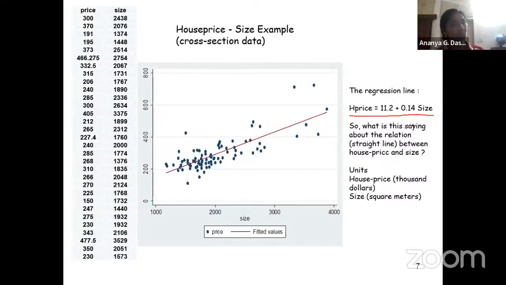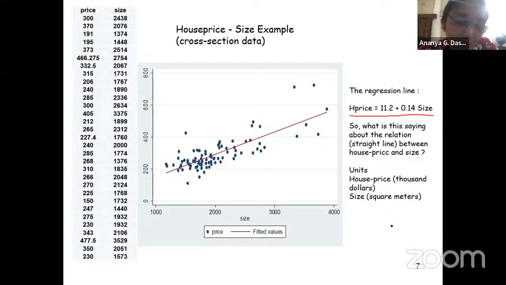Okay, so I'll come to how we got this straight line a little later. This data has been used to get this straight line. Right now, I'm just asking you to note how we interpret these results. So this is telling us that if the size of a house increases by 1 square meter, then its price will increase by 0.14 into 1,000. That is $140.